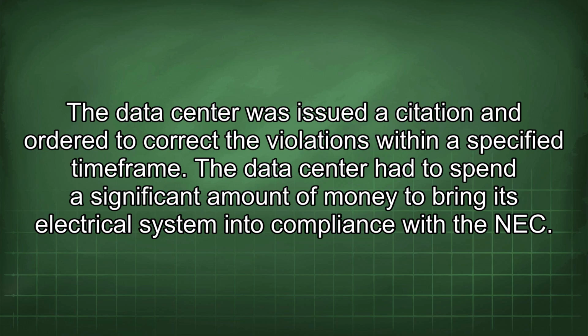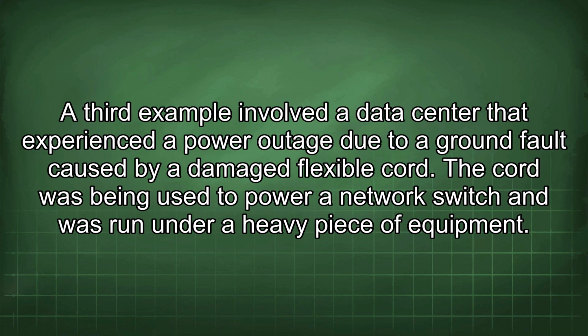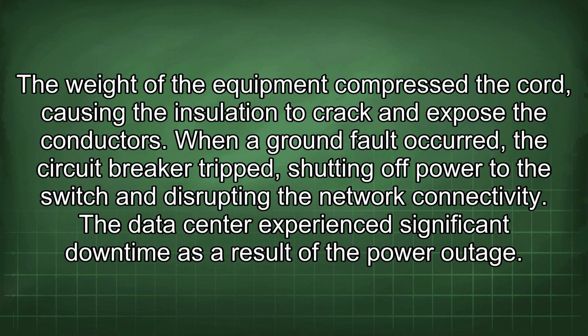A third example involved a data center that experienced a power outage due to a ground fault caused by a damaged flexible cord. The cord was being used to power a network switch and was run under a heavy piece of equipment. The weight of the equipment compressed the cord, causing the insulation to crack and expose the conductors. When a ground fault occurred, the circuit breaker tripped, shutting off power to the switch and disrupting the network connectivity. The data center experienced significant downtime as a result of the power outage.